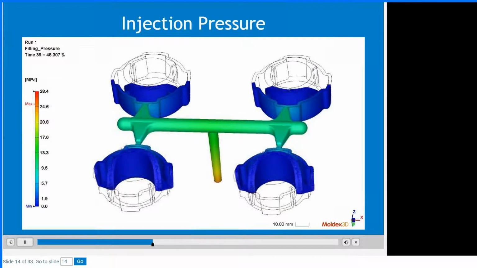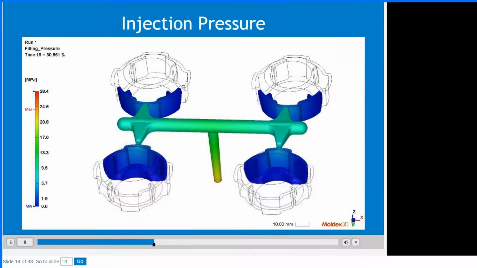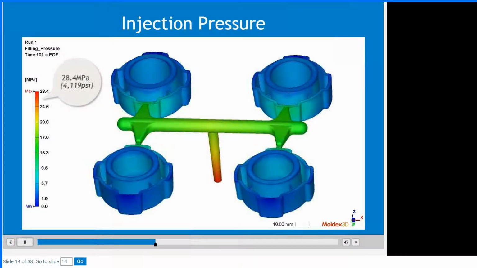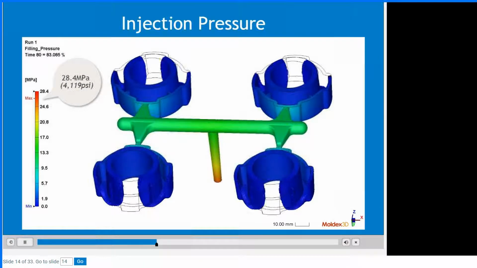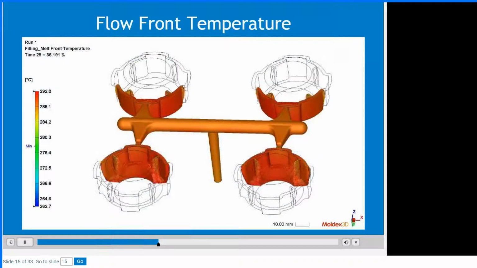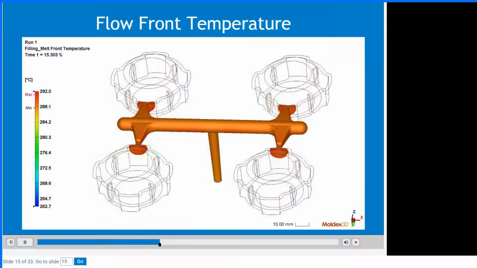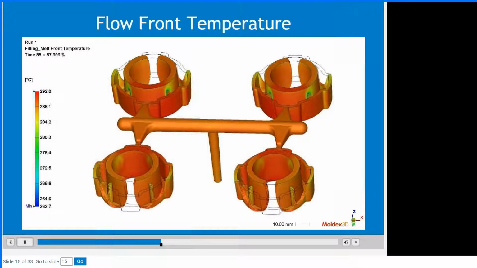Here you can see the overall injection pressure requirements and melt thermal behavior during filling. The injection pressure to fill the mold is 28.4 megapascals, which is well within a molding machine's capabilities. The flow front temperature animation shows the temperature of the polymer as it flows inside the mold cavity and lets us evaluate the temperature differential.